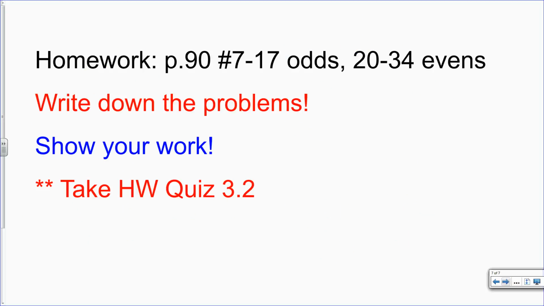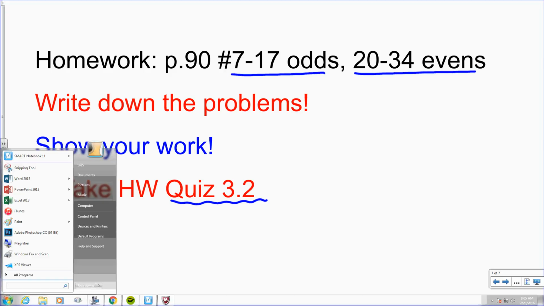You need to go ahead and get out a piece of paper and write down your homework assignment, which is right here, page 90, numbers 7 through 17, the odds, and 20 through 34, the evens. You do need to show your work. And when you're done, you need to take homework quiz 3.2. Make sure that you grade your homework before you take the homework quiz, and then you will be ready to move on. So go ahead and move on to your homework at this point.